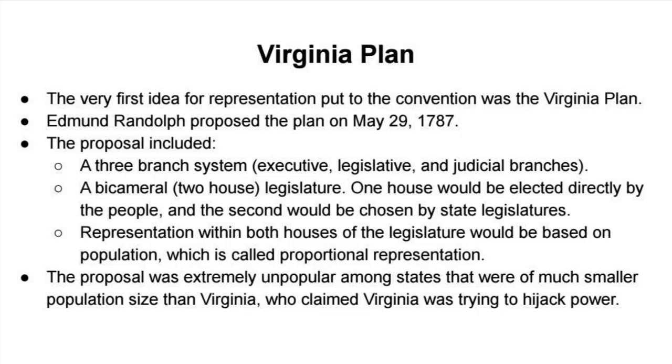Virginia Governor Edmund Randolph proposed this plan towards the beginning of the convention, and the proposal included a three-branch system, which we're very familiar with. A bicameral two-house legislature. Again, we're very familiar with this. This is what our government looks like today. One house would be directly elected. The second would be chosen by the various states' state legislatures. Representation within both these houses of the legislature, however, would be based on population. This is called proportional representation.